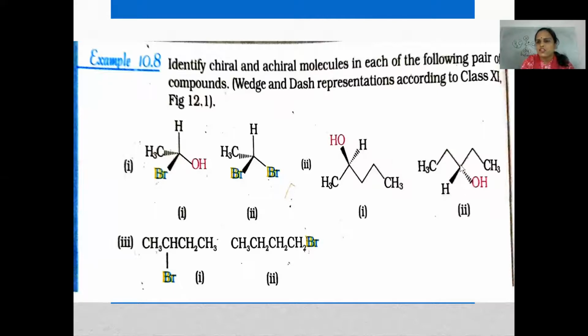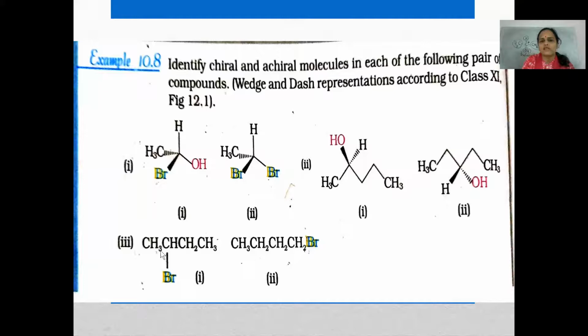And look at this. This is your stereo center carbon we'll be taking, and this has H and OH, 2 groups, and here CH2CH3, here also CH2CH3. Since 2 same groups are present, this molecule is achiral in nature. Hope you have understood. Look at the third part of the question. Here you see this carbon, this is the stereo center we'll be taking. H is attached here, and that is one group. CH2CH3 is attached on the right side. CH3 is attached on the left side, and Br is attached on the downside. So 4 different groups are there. So this first one again is your chiral molecule.